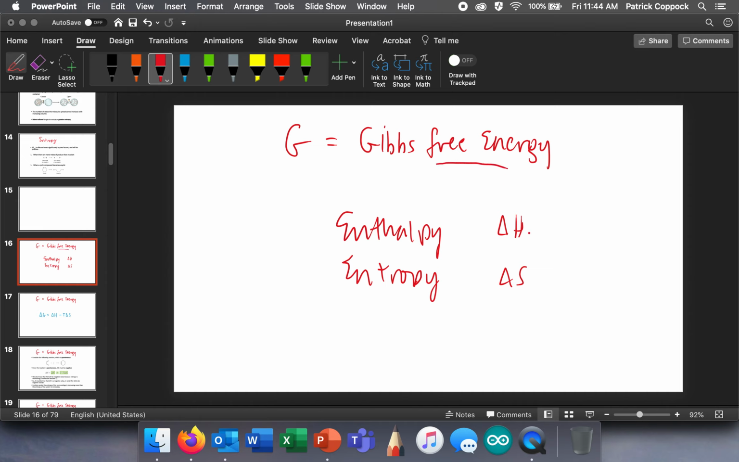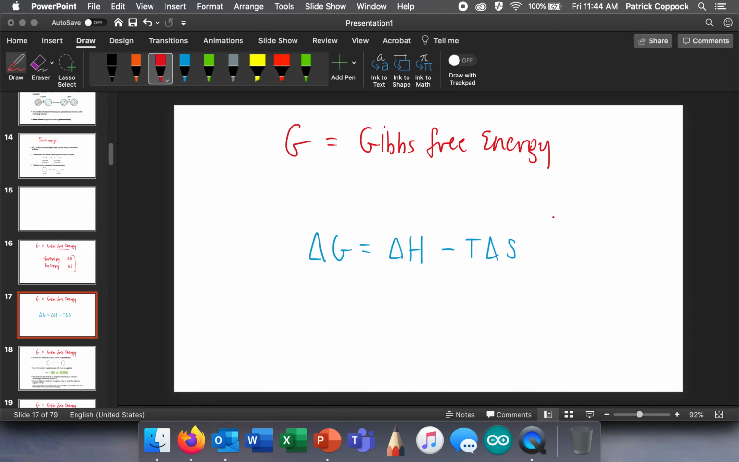So it turns out these are both energetic terms. We can combine them in an equation that looks like this. This is Gibbs free energy. Gibbs free energy is the change in enthalpy of a system, and the difference between that and the change in entropy by a factor of temperature. So the overall energy of a system, the free energy of a system, is the combination of these two terms.